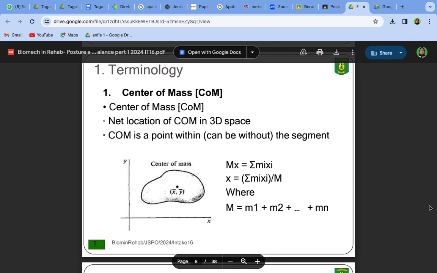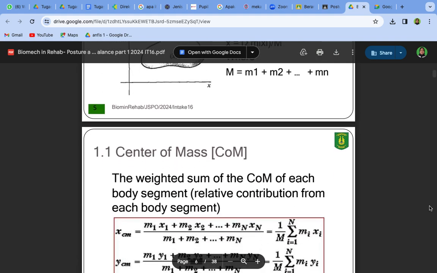Another definition: center of mass is a point in a system that responds to external force as if the total mass of the system were concentrated at this point. The location of COM in 3D space: COM is a point that can be within or outside the segment.